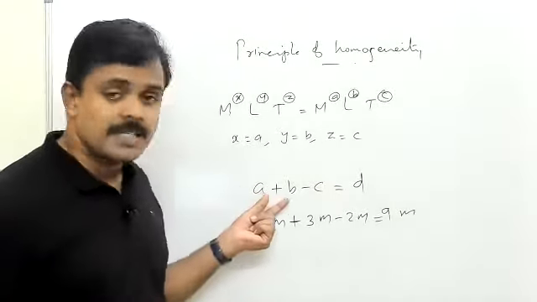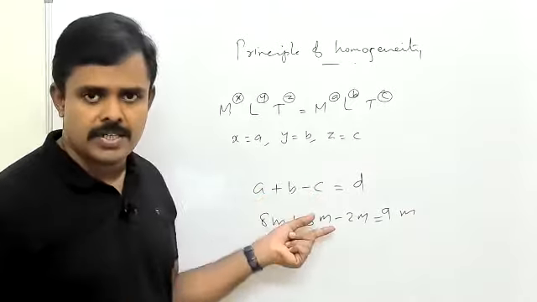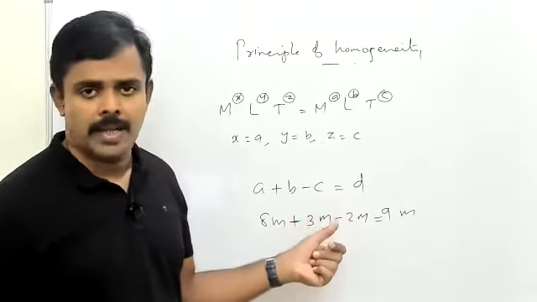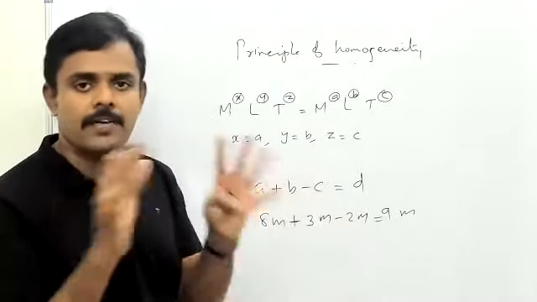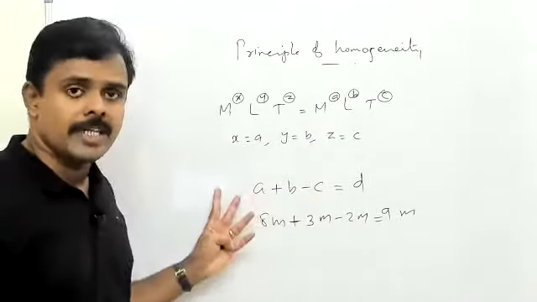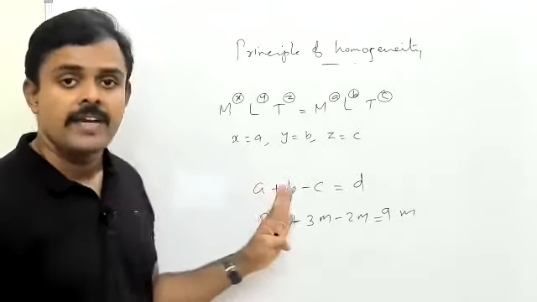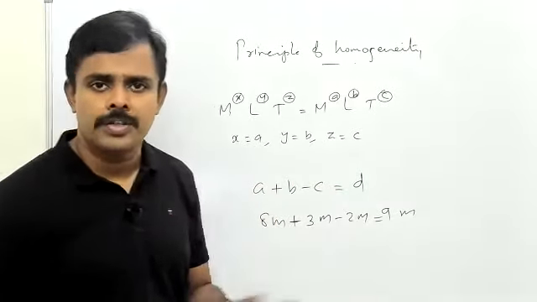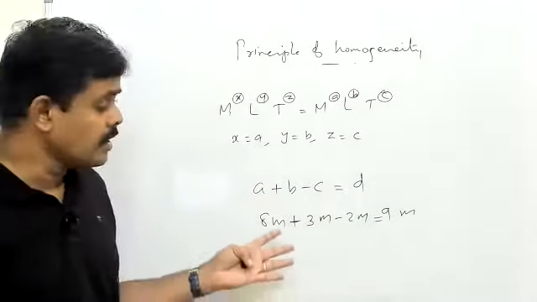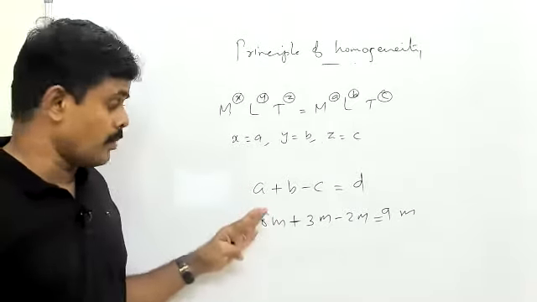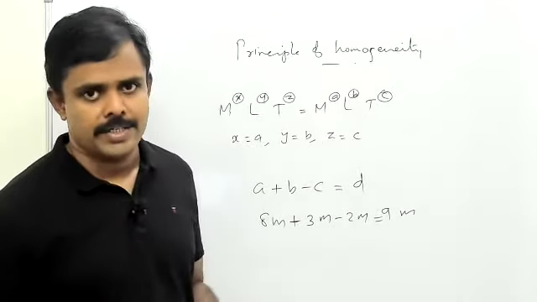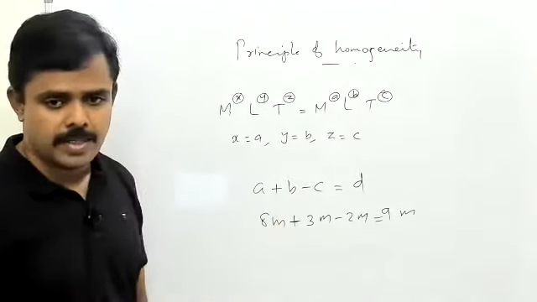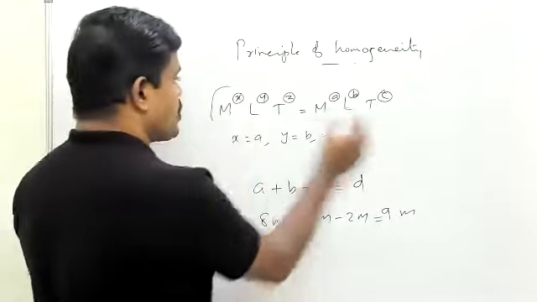Whenever we have an addition, subtraction, or equality symbol, check either side of the symbol. On both sides, the immediate terms should have identical dimensions. This doesn't apply to division and multiplication. For division and multiplication, you are not supposed to use this rule. This is to be applied only in the case of addition, subtraction, and equality symbol. So this is the actual statement of the principle of homogeneity.